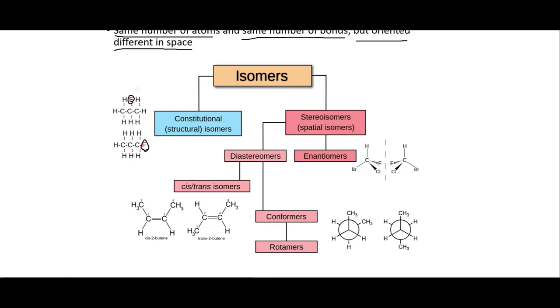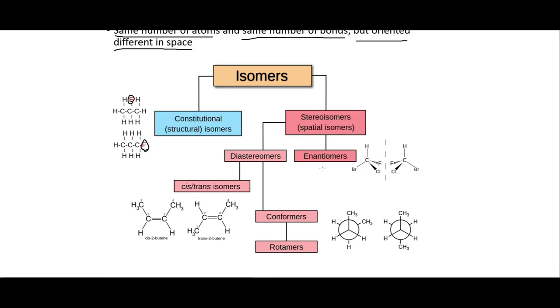But then if we go to what are called stereoisomers, which is going to be the topic of the next few videos, we are talking about spatial isomers. And so all of the atoms are bound to the same atoms in the different isomers, but they are oriented differently in space.